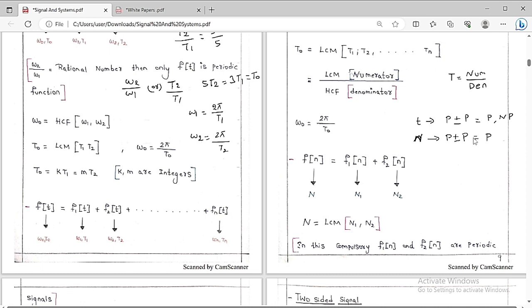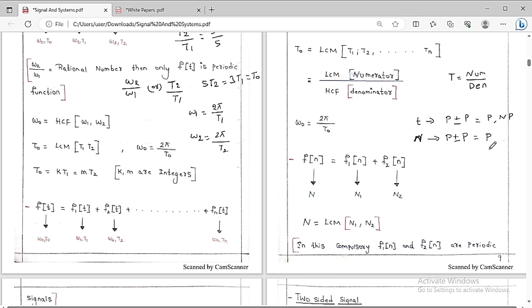So this is the concept I came from. What is the actual concept? Listen carefully. In the continuous time domain, the summation or subtraction of 2 periodic signals may be periodic or it may be non-periodic. Whereas in the case of the discrete time domain, the summation and subtraction of 2 periodic signals always gives a periodic signal only. If you take 2 periodic signals, whether you do addition or subtraction, you are always going to get a periodic signal only.